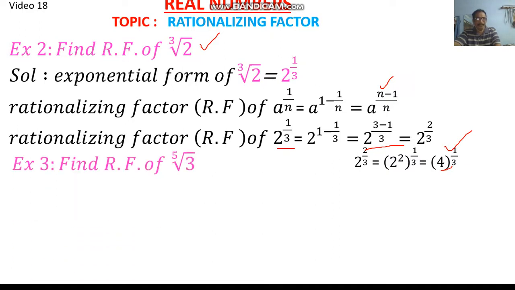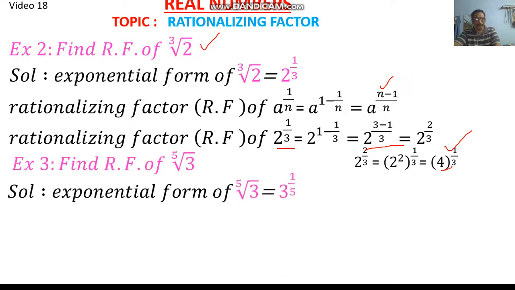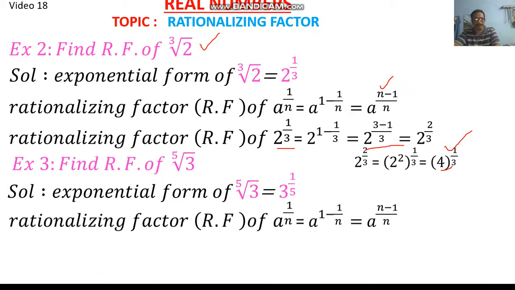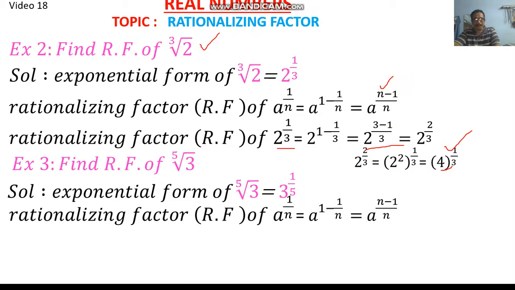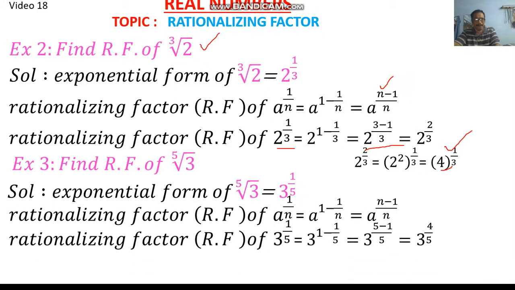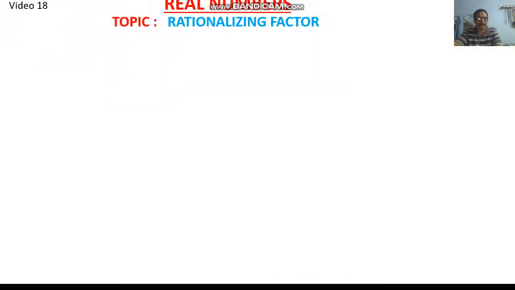Find the RF of fifth root of 3. The fifth root of 3 can be written in exponential form as 3 power 1 by 5. In general, we have the formula a power n minus 1 by n. By using this, the RF of 3 power 1 by 5 can be found as 3 power 4 by 5. Using this, 3 power 4 by 5 can be written as 3 power 4 whole power 1 by 5. 3 power 4 equals 81. So 81 whole power 1 by 5 is the RF of the given number.